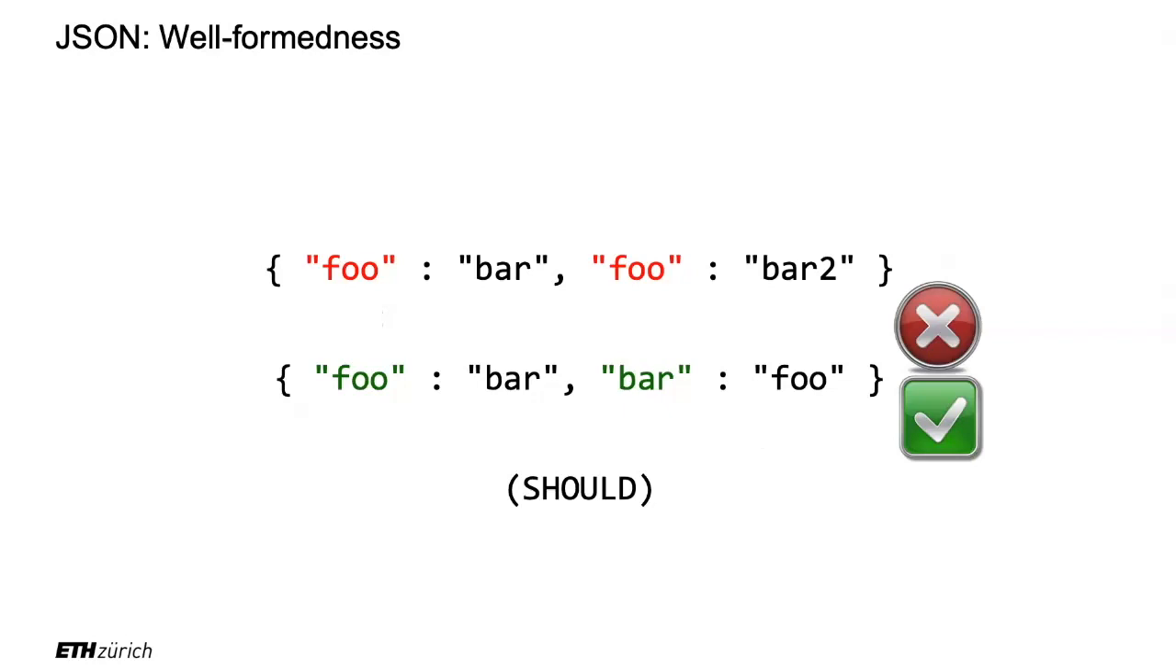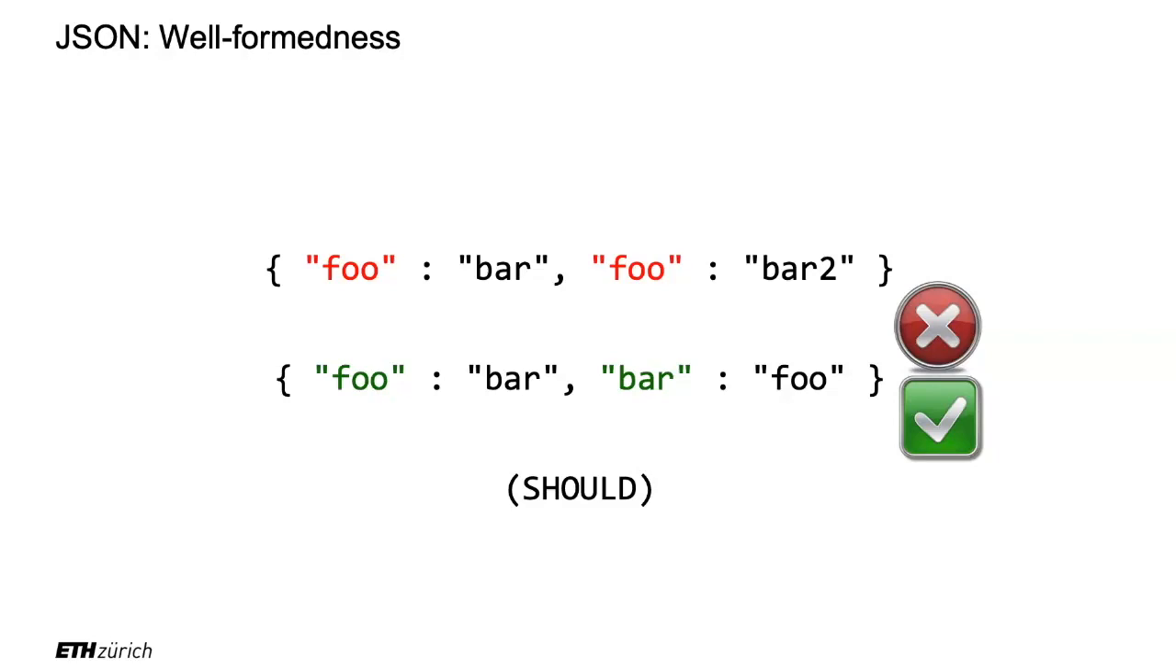Second, this on the top is not well-formed. And this is because we have twice the same key, foo. That cannot be a map, right? A map, you really associate just once every element of the domain, right? So that we cannot accept. The second one is fine because there's the key foo and the key bar, and they are different.